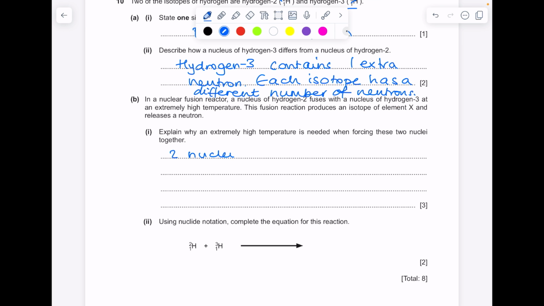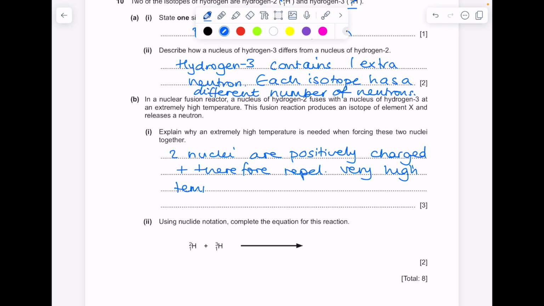So two nuclei are positively charged and therefore repel. Very high temperatures are needed to create the high kinetic energy needed to overcome the repulsion.